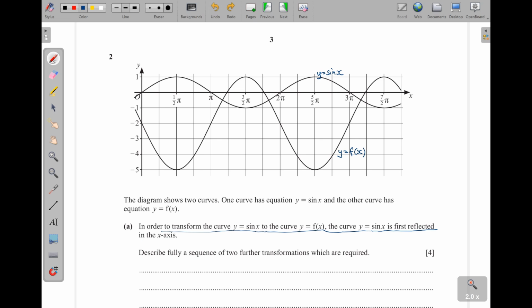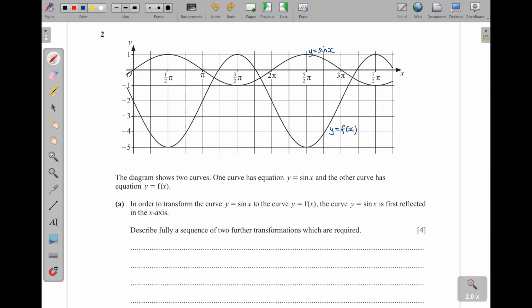Now, when you transform the graph by reflecting it in the x-axis, that means the y-coordinate becomes a negative. You have a point here, you reflect it in the x-axis, then it will be this side, right? So it's still the same x-coordinate, but the y-coordinate has changed the value. It has changed the sign. So as simple as that.